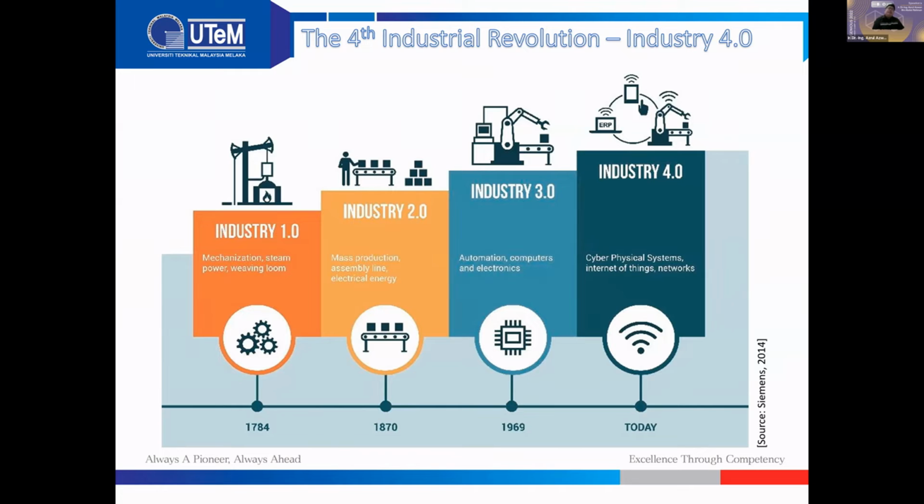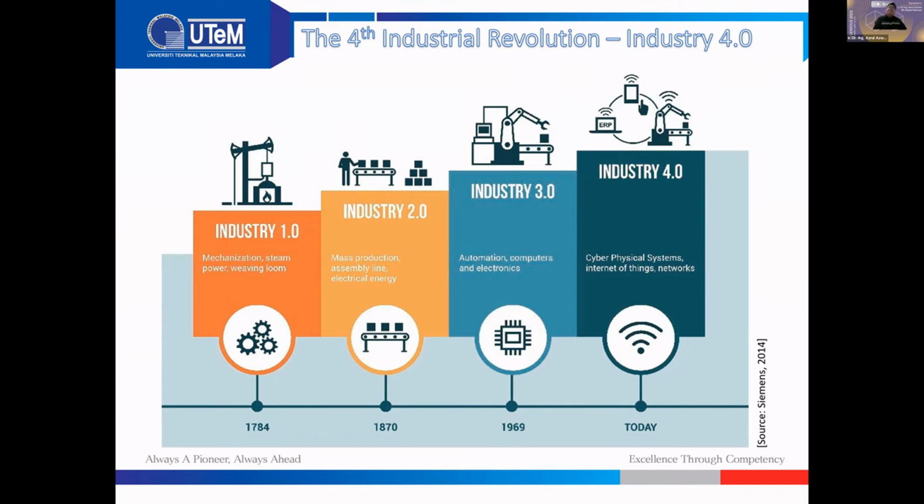In Industry 3.0, where electronics were introduced, people were talking about automation and computers, and during this time people also introduced computer integrated manufacturing, CIM systems, in order to cover the manufacturing system or to produce goods.